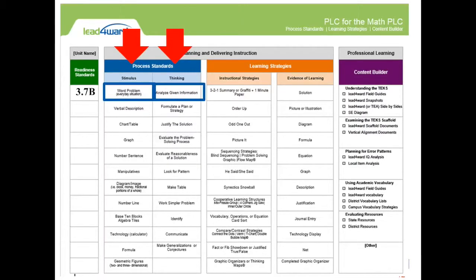As an example, we have selected 3 thinking strategies: analyze given information, formulate a plan or a strategy, and communicate. From the Instructional Strategies column, we will demonstrate the Math Bow Tie Instructional Strategy as well as At the Board, both of which are examples of a cooperative learning structure. This is not an exhaustive list of all the instructional strategies. Please feel free to choose other high-yield instructional strategies. The next slides will provide videos demonstrating the bow tie method and At the Board.